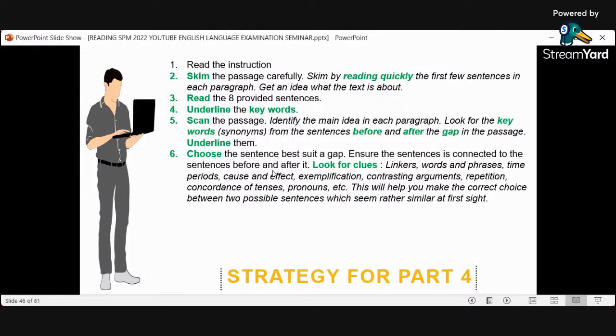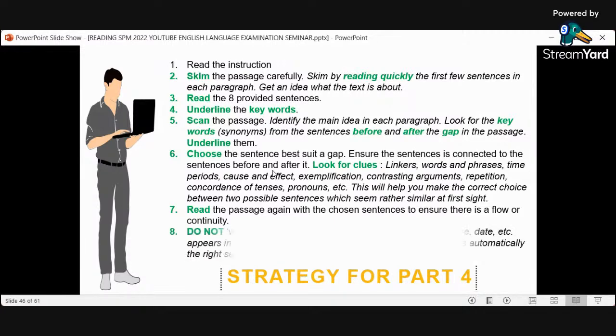So look also at how the sentences are connected, such as, like I said before, linkers, words, phrases, time periods, cause and effect. Is it an example? Is it a contrast? Is it a repetition? Look at the tenses, look at the pronouns. These all will help you make the correct choice. Okay? Read the passage again with the chosen sentences to ensure there is a flow or continuity in the text.